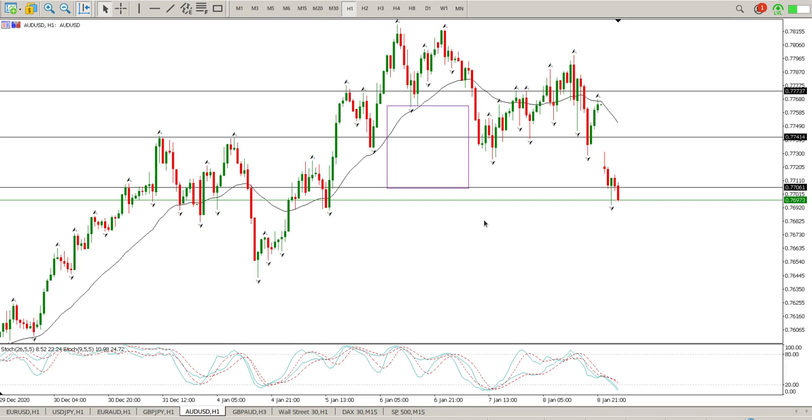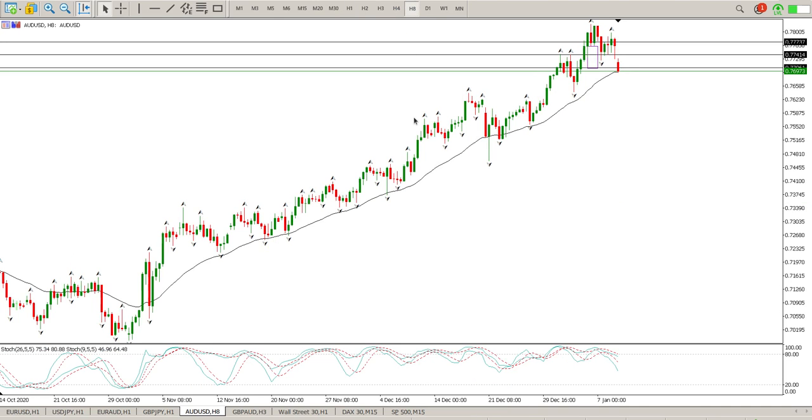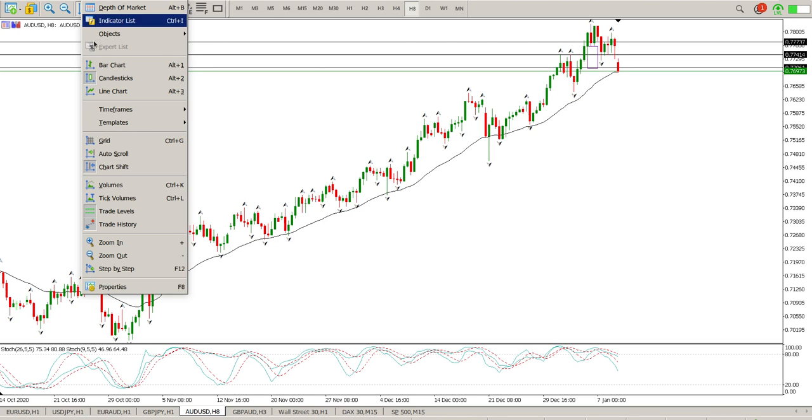Aussie dollar, US dollar, that's another one. So we had this double top over here, and we mucked around and then basically came back down to the bottom of it and made that target. At the moment, let's just tidy this one up as well.